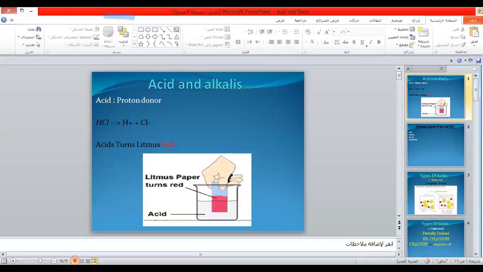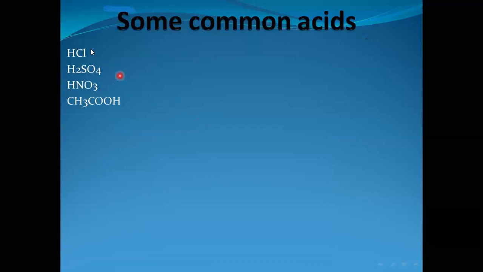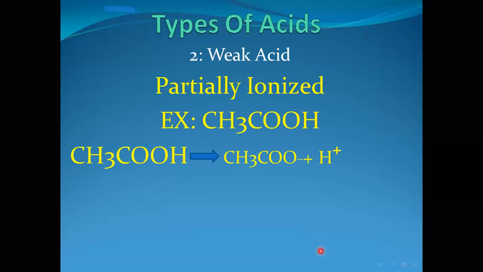So that's what I need to say about acids and alkalis. Again from the first, as you see here, acid is a proton donor. It turns litmus red. Proton means H positive. Examples of acids: HCl, H2SO4, HNO3, CH3COOH. Types of acids: I have strong acids. Strong acid means completely ionized, as you see here. HCl is completely ionized to form H positive and Cl negative, 100% ionization. Weak acid is partially ionized.